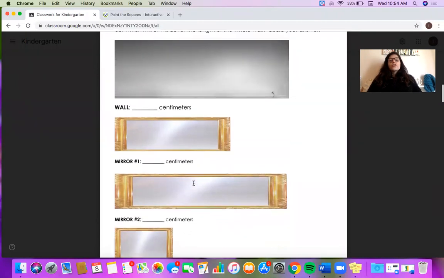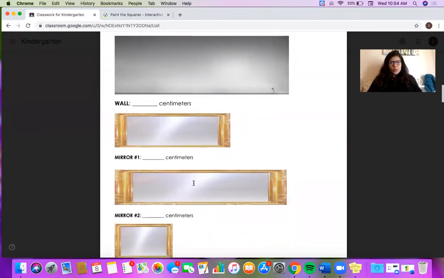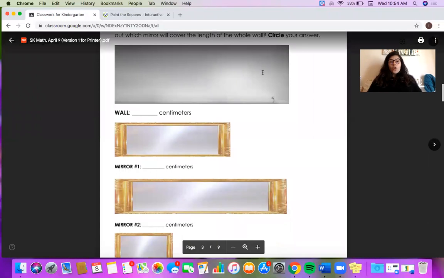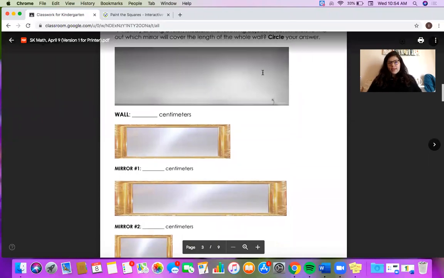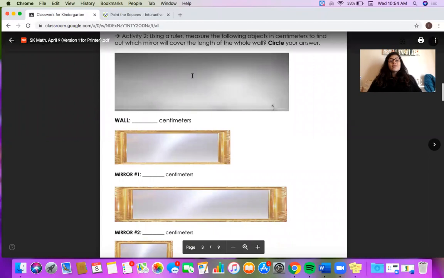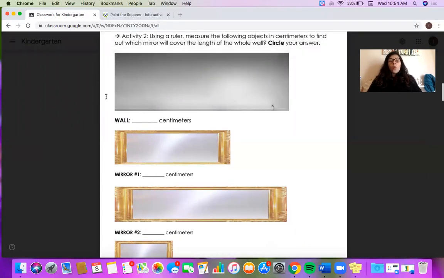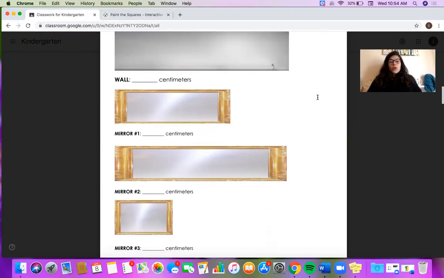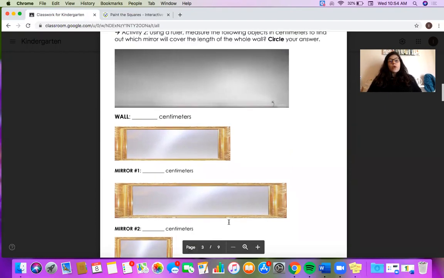So today, I want you guys to pretend that you are home decorators and that this is a wall in your home. Now, first things first, you have to take your ruler and measure how long this wall is in centimeters, and you would put your answer right here on the line. Next, you have to figure out how long each of these mirrors are. And then you have to determine which mirror is the one that would fit perfectly on the wall.